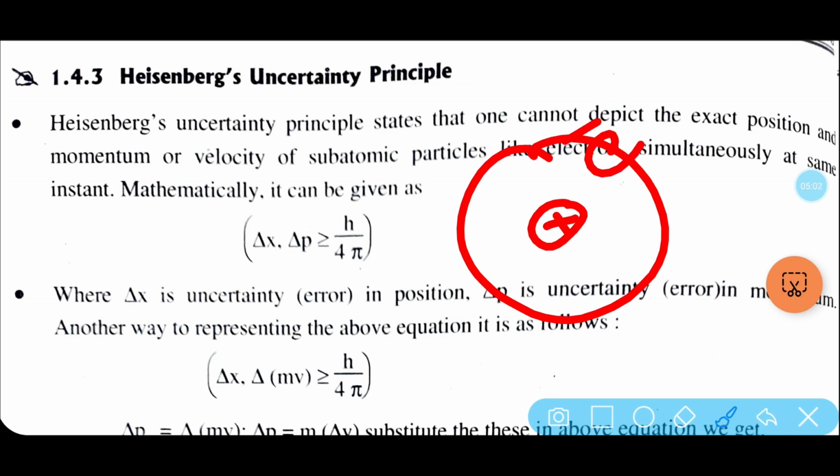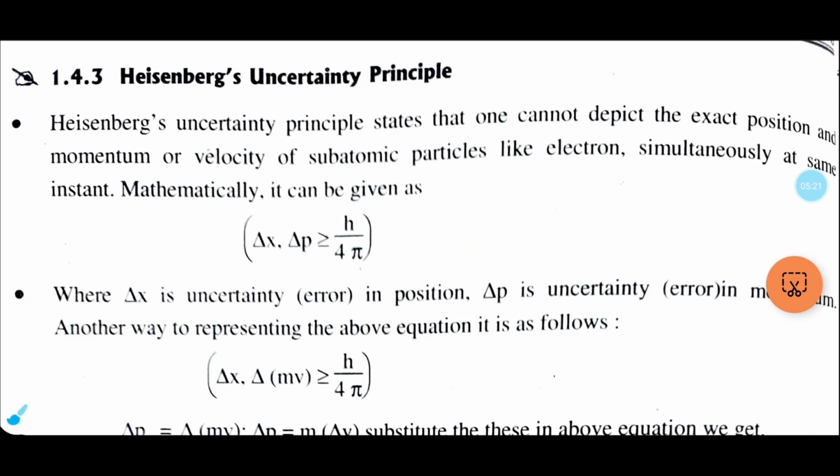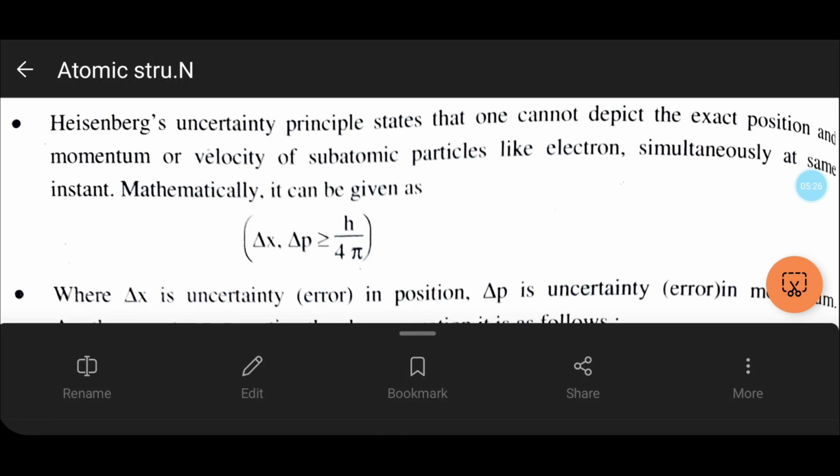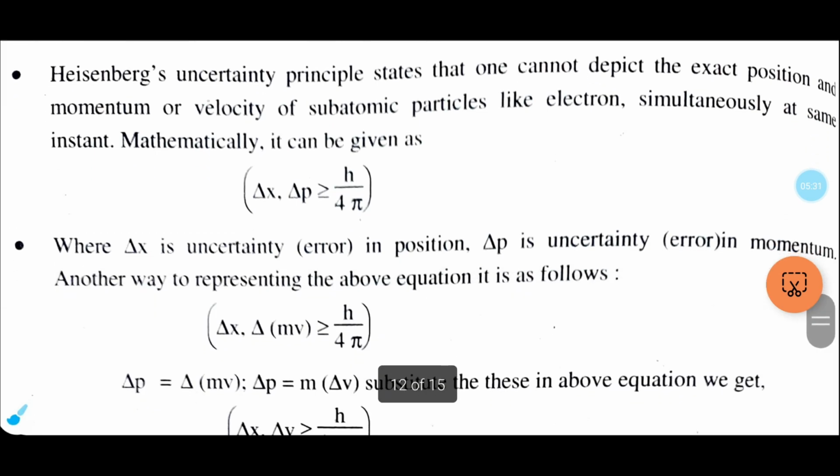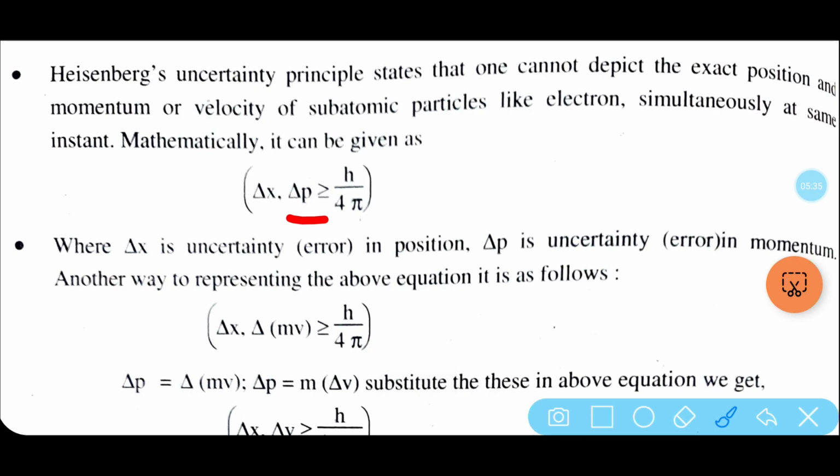Now, according to Heisenberg, there is only a probability of finding the electron. That means we are not able to find out the exact position of that electron in the orbit, but at that instant there is a probability of finding the electron in that orbit. So mathematically it is expressed that delta x into delta p is greater than or equal to h upon 4 pi.